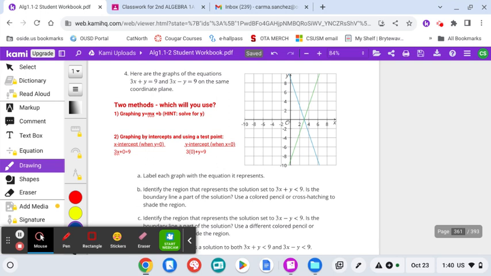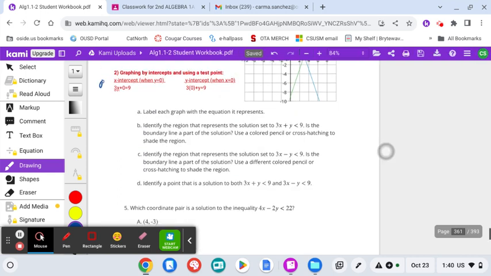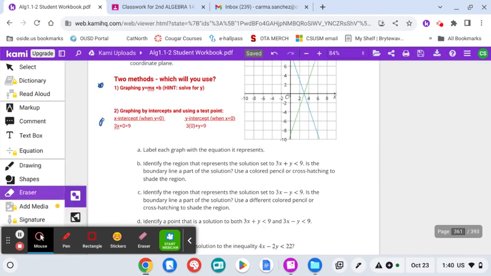So what are your methods going to be? Do you want to graph in y-intercept form, moving things around and getting y by itself? Or do you want to graph by intercepts and do a test point? You choose which method and work through these next examples to see how you do.